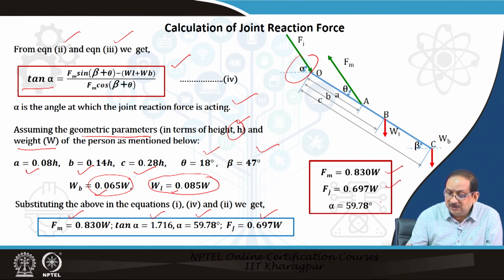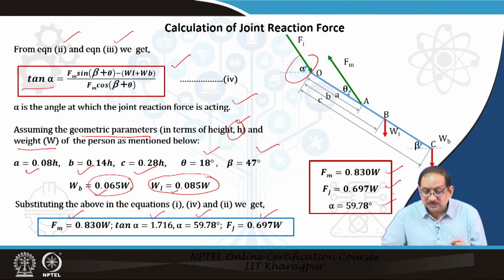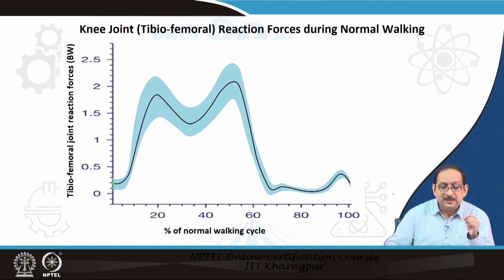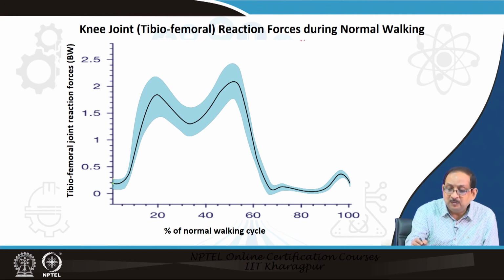So, these three important solutions of the problem can be obtained in the form of the quadriceps muscle force, the joint reaction force, and the angle alpha, the inclination of the joint reaction force. I would now like to present the variation of knee joint reaction force, the tibiofemoral reaction force, during normal walking.